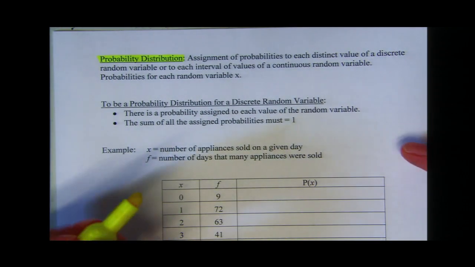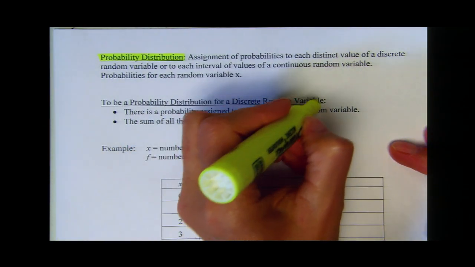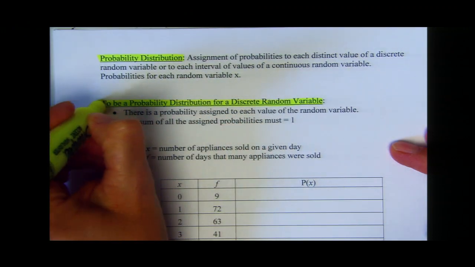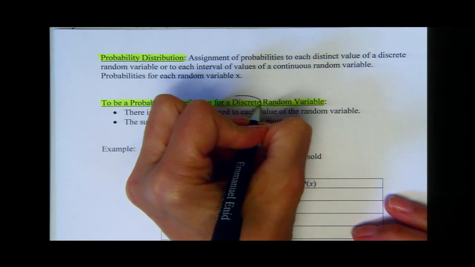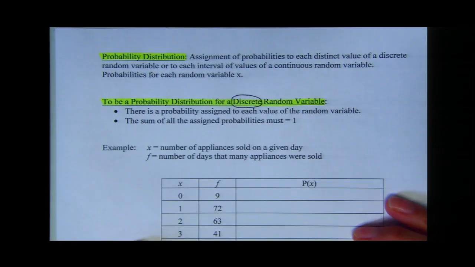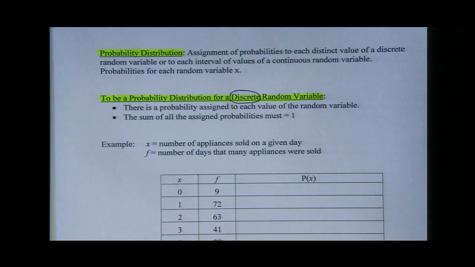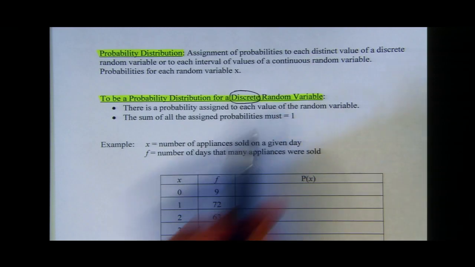Now, to be a probability distribution for a discrete random variable, so in this we're only talking about discrete, not continuous, there is a probability assigned to each value, and the sum of all the assigned probabilities must equal 1. That's the other characteristic we have to remember.